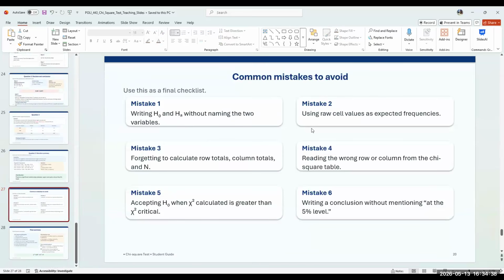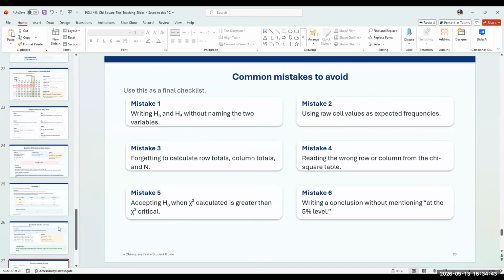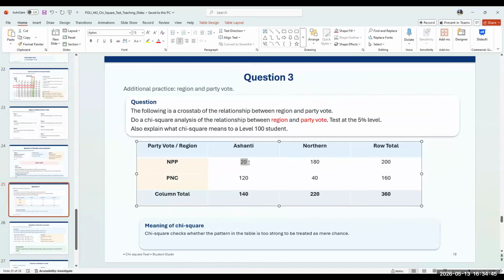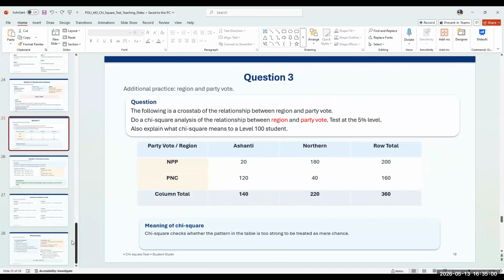Then again, another mistake is using raw cell values as expected frequency. Don't make the mistake of using the numbers given to you in the cell itself. Like for example, you go and use 20 to solve. You are using 20 as the raw total. Then you come and use maybe 120. No, it is the total that we are using. So put that in mind. That's a mistake to avoid.